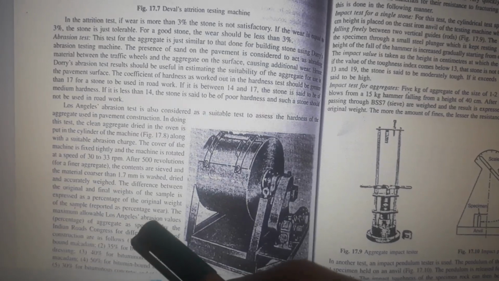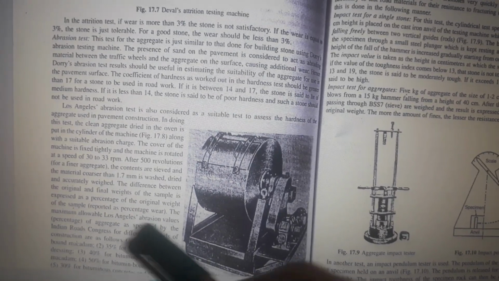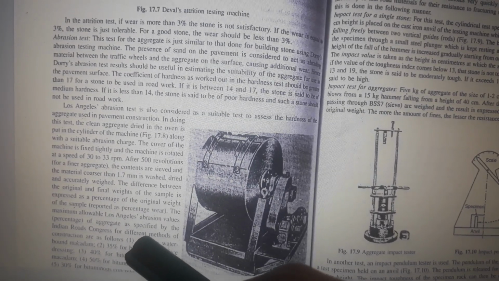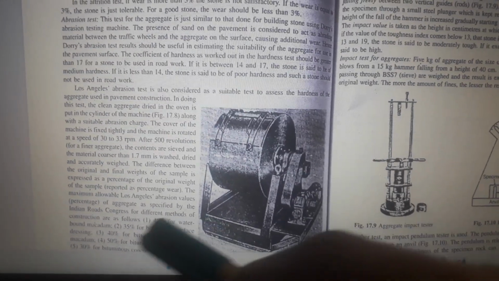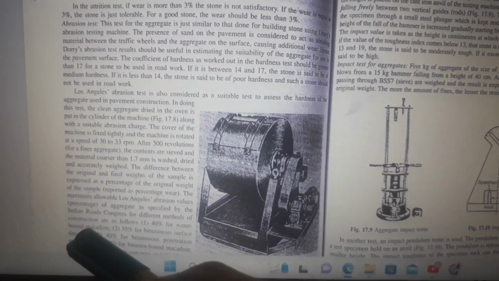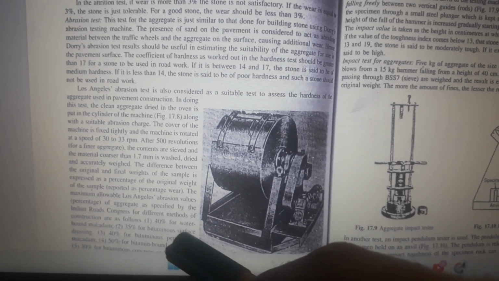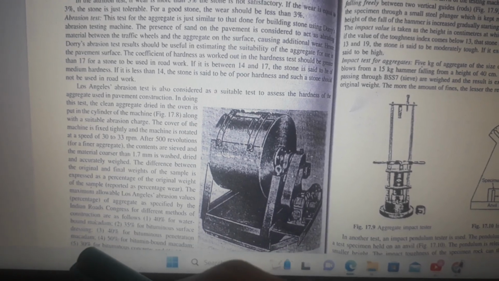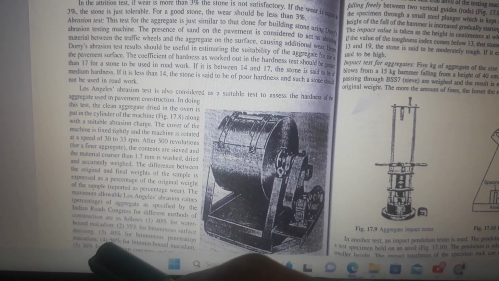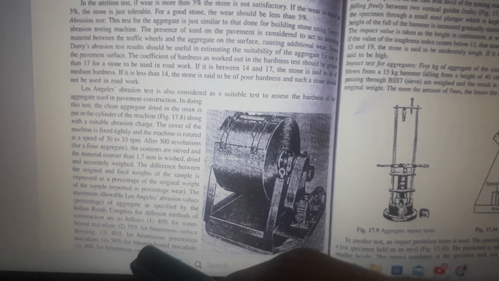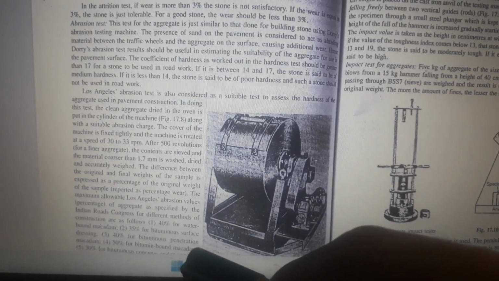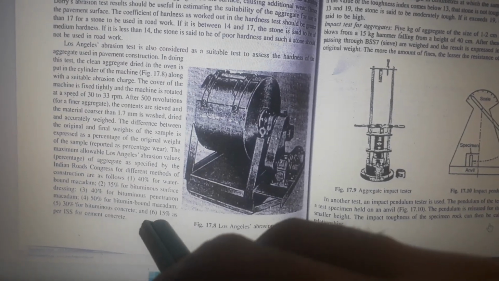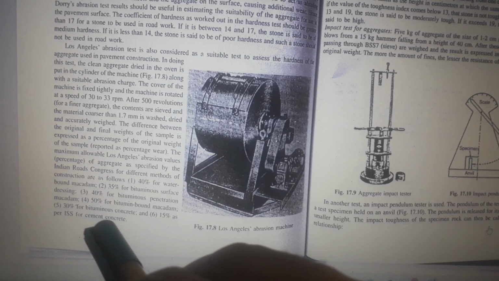The maximum allowable Los Angeles abrasion test percentage of aggregate, as specified by the Indian Road Congress for different methods of construction, are as follows. First, 40% for water bound macadam; second, 35% for bituminous surface dressing; third, 40% for bituminous penetration macadam; fourth, 50% for bitumen bound macadam; fifth, 30% for bituminous concrete; and sixth, 15% as per ISS for cement concrete.